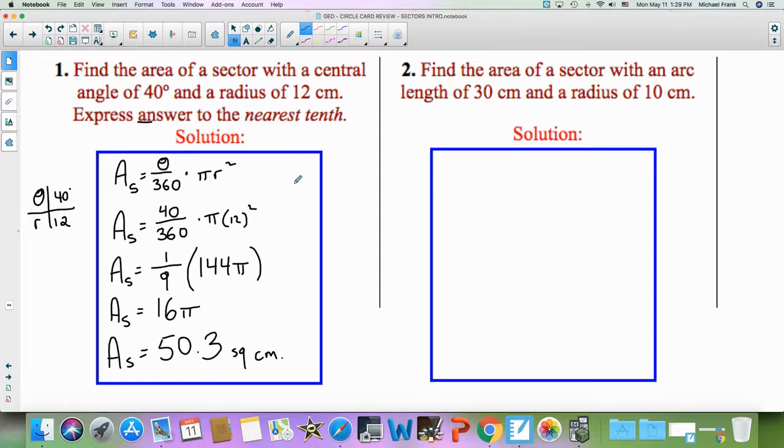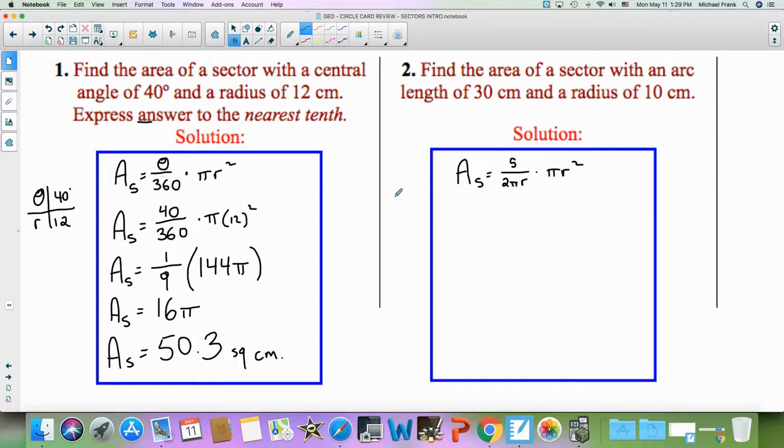Now I'm going to use the new version, okay? So here's a problem where they're going to give me slightly different information. Find the area of a sector with an arc length of 30 centimeters and a radius of 10. Well, in this case, I kind of have to remember the other version of the formula. The other version of the formula says, take the arc length, S, and put it over the whole circumference, which is 2 pi r, and then multiply that by pi r squared to get the area of the sector.